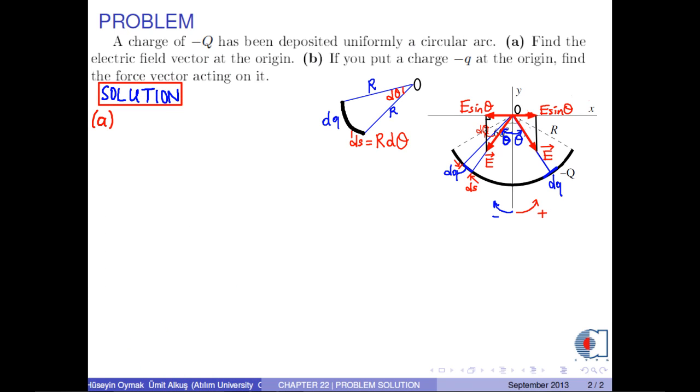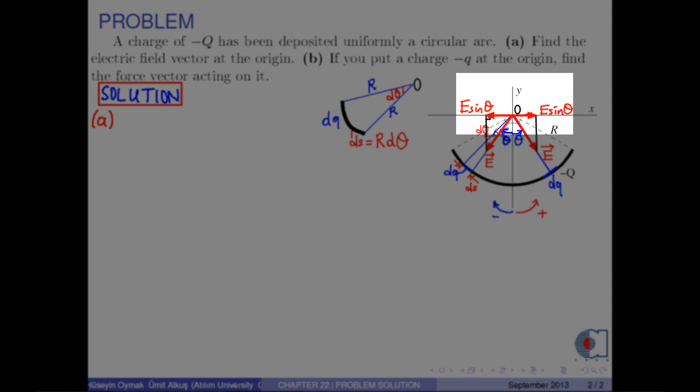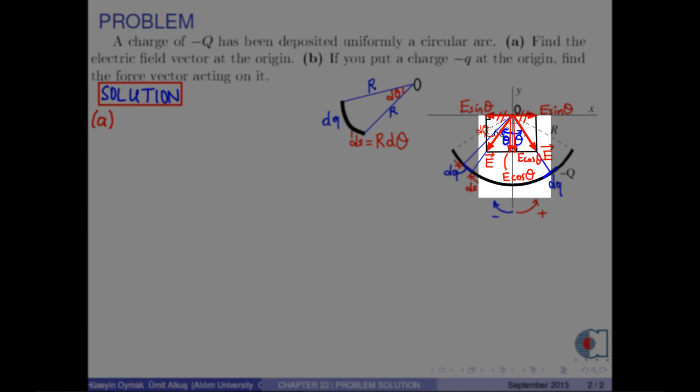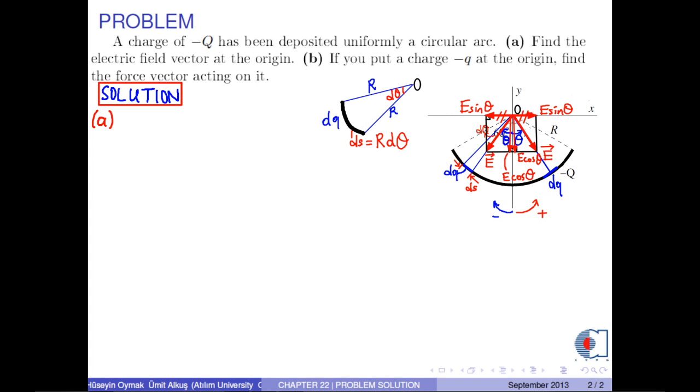And due to symmetry, their x components, E times sin theta, cancel each other. Thus, we are left with their y components, which are E times cosine theta. Therefore, the net electric field vector at the origin for the whole arc is calculated by the integral of dE times cosine theta negative j hat, because it is in the negative y-axis.